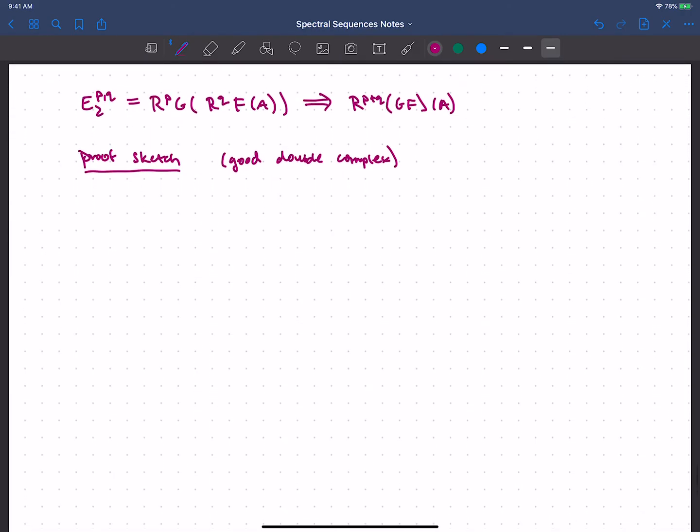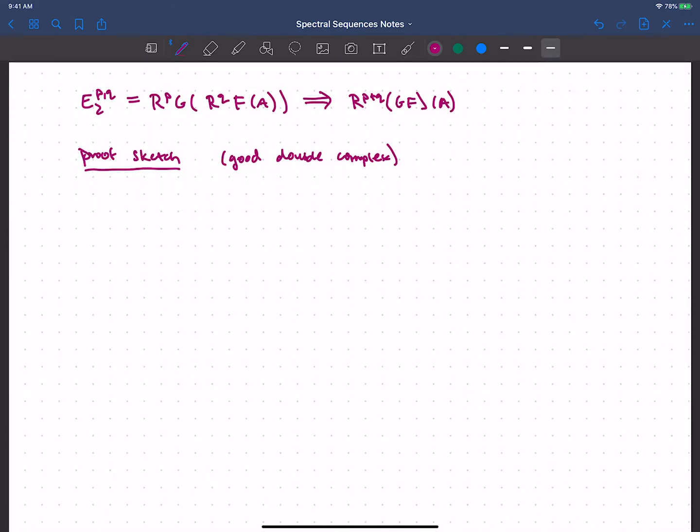Okay, so how do we start this off? Well, we take our object A in our abelian category A, and that had enough injectives, so we can take an injective resolution.